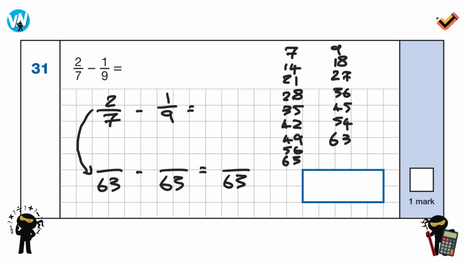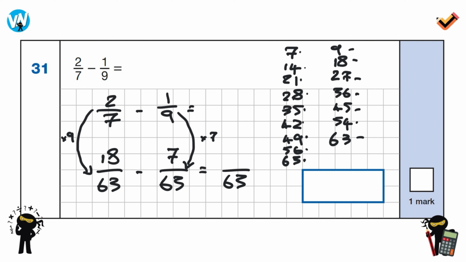How do I get 7 to 63? Well, if you'd written it out, you can work it like this: 1, 2, 3, 4, 5, 6, 7, 8, 9. 7 times 9 is 63. So 2 times 9 is 18. And then, how do I get 9 to 63? Well, again, 1, 2, 3, 4, 5, 6, 7. But if you know your times tables, you can do that quite quickly. 7 times 1 is 7.